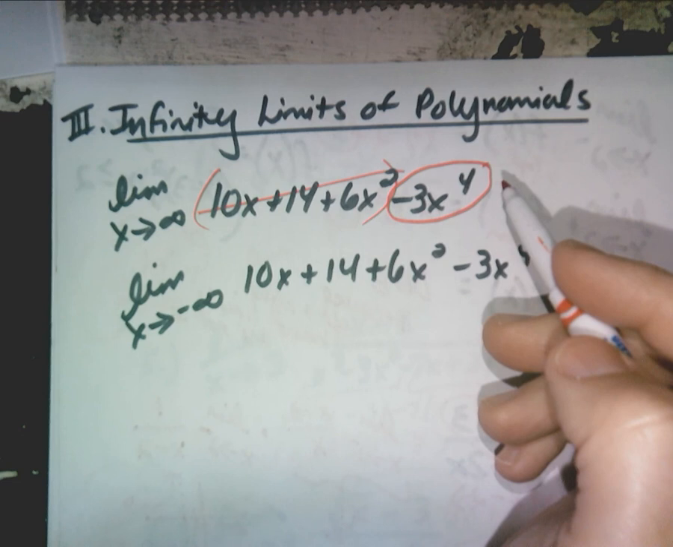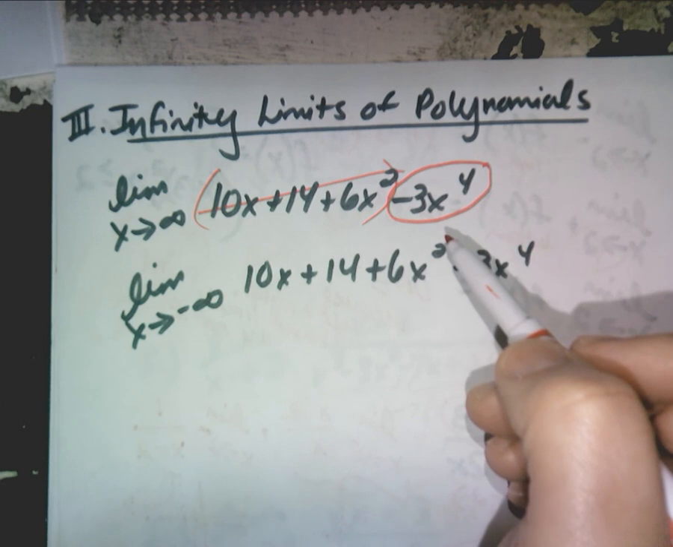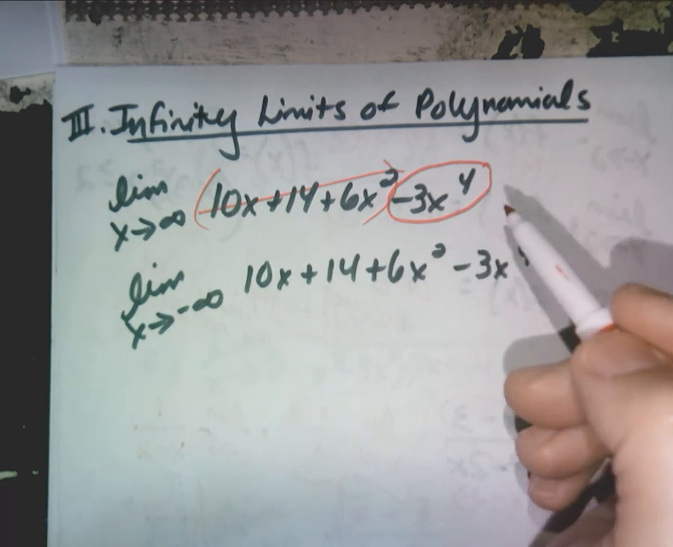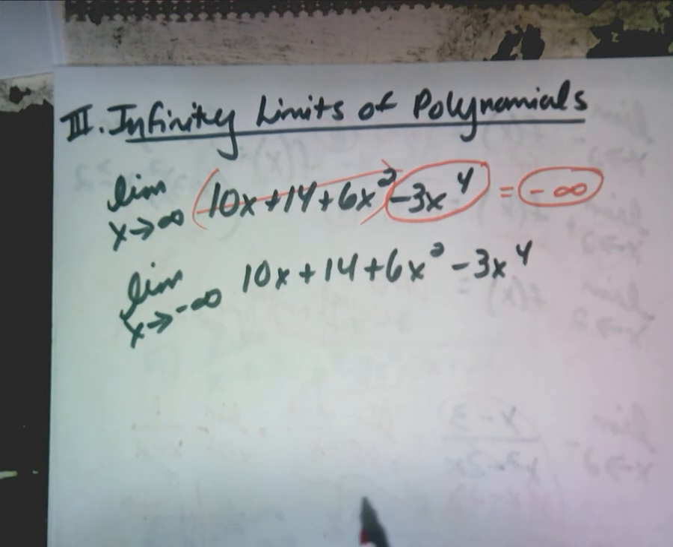Negative 3,000, 30,000, right? All right, what if I put 1,000,000? Where would I be at now? Negative like 30, whatever. So where am I headed toward right now, logically? That's the limit.